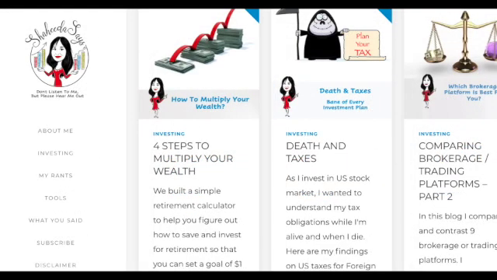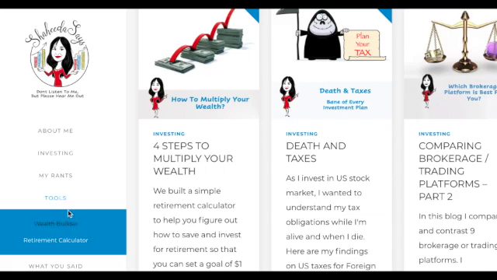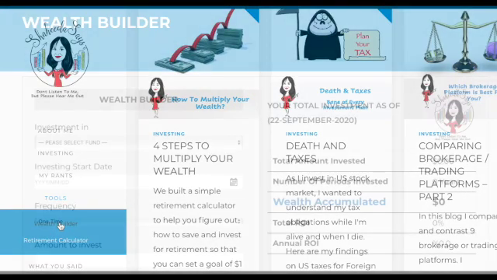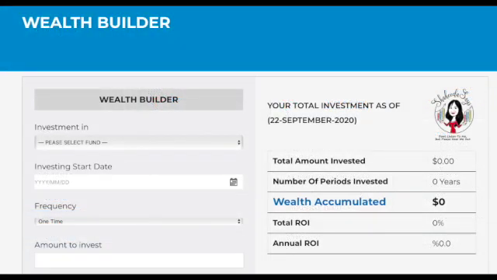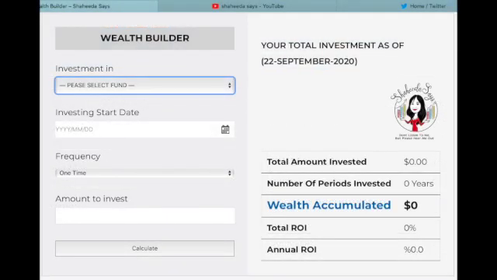So if you're on my website, please go to the menu bar. On your laptop or computer, it'll be on the left side, and go down to Tools and you will see Wealth Builder. Let's click on that. And here we are. This is the Wealth Builder. It is a simple calculator, and I'm going to walk you through how to use it.